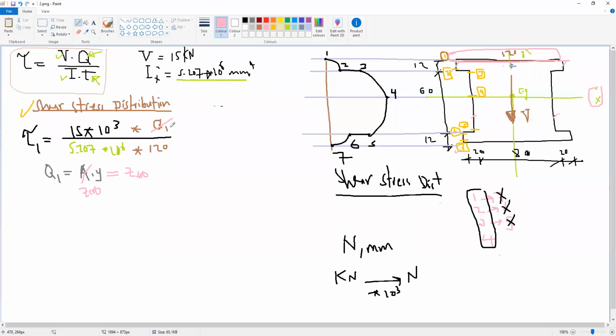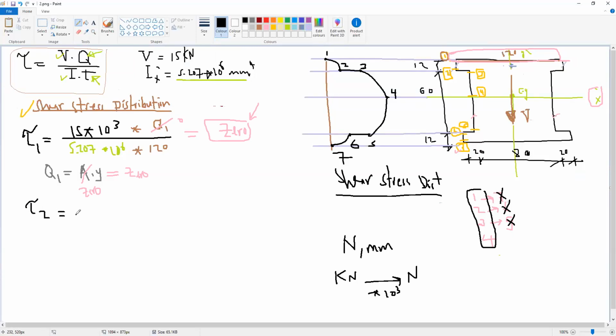So if Q1 is 0, what is the value of tau 1? Tau 1 will be 0. So you need to keep in mind that the shear stress at the beginning or end of any cross section will be 0. Okay. The second point or the second cut, tau 2.